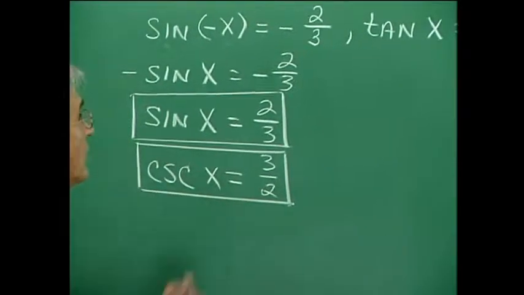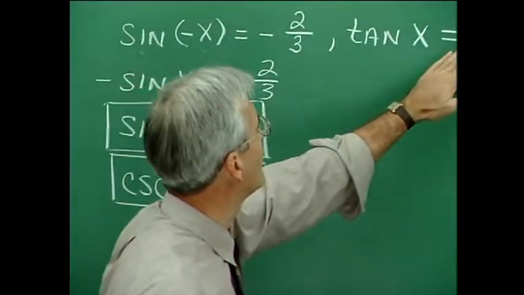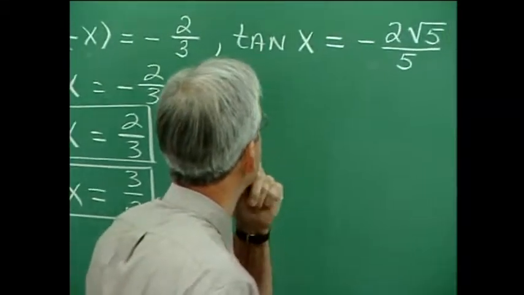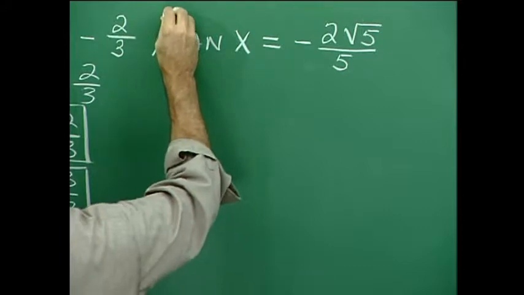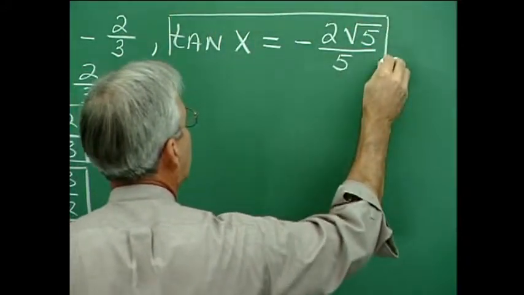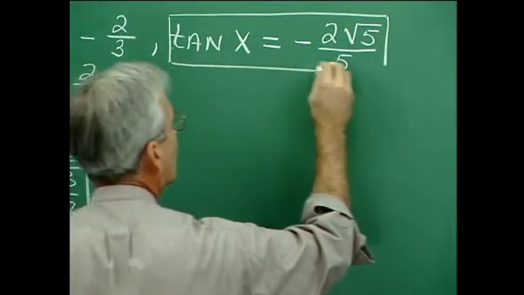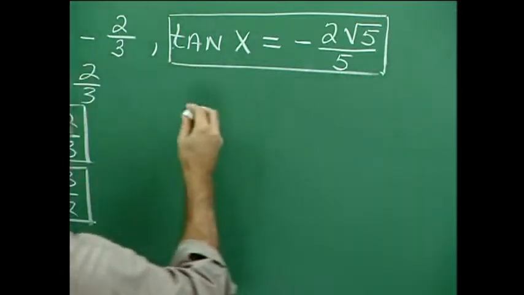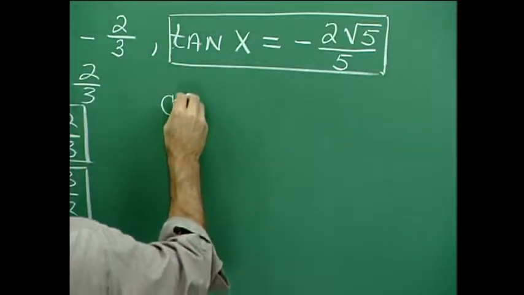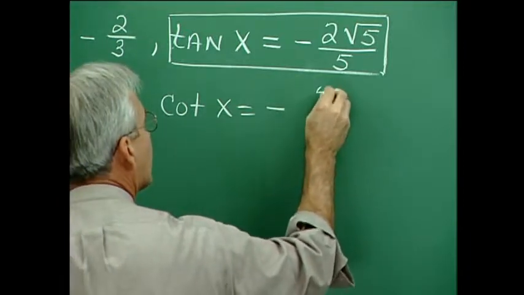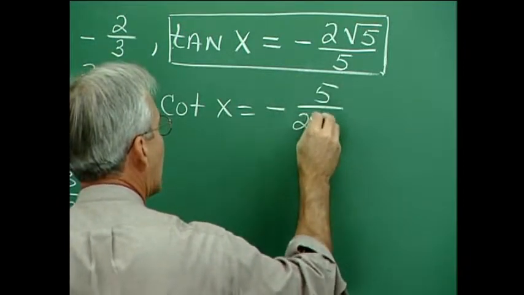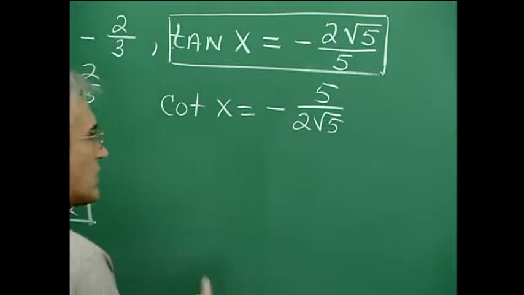Now let's turn our attention over here. Tangent x is negative 2 root 5 over 5. Well, gee, if we know that already, and that's one of the items that we needed to find, and it's already found for us, then we know that cotangent is the reciprocal, so it's negative 5 over 2 root 5. We had a similar situation in the previous problem.